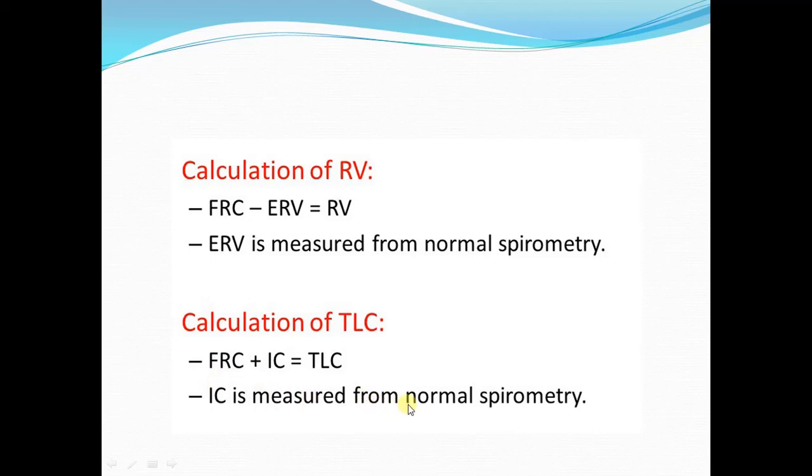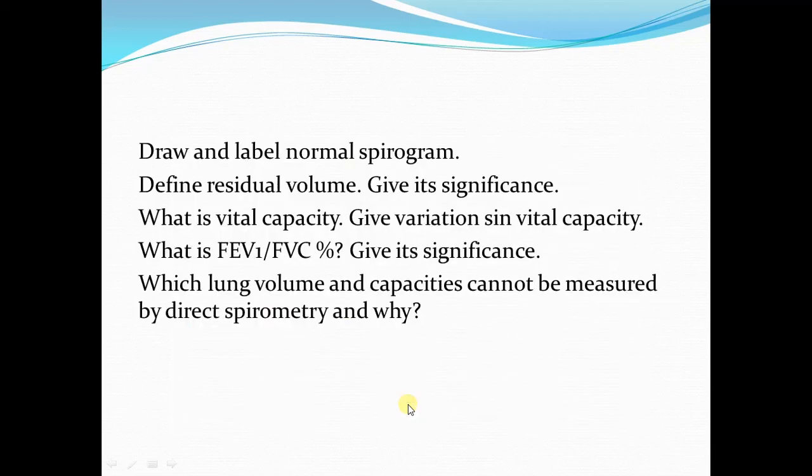So that's how we can calculate the functional residual capacity, the residual volume and the total lung capacity by using the spirometer in an indirect way, and this method is known as the helium dilution method. So with this, we are finished with our topic.